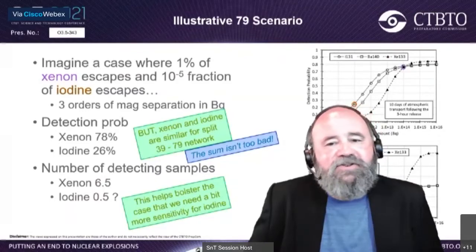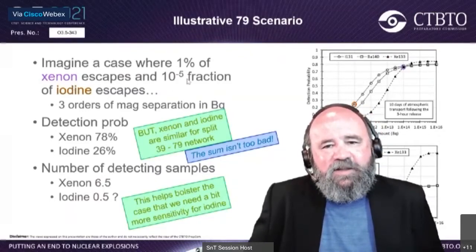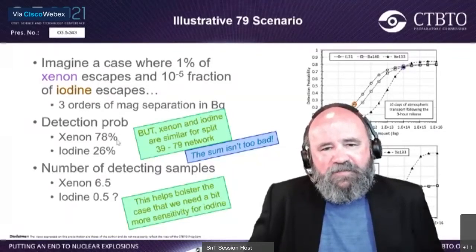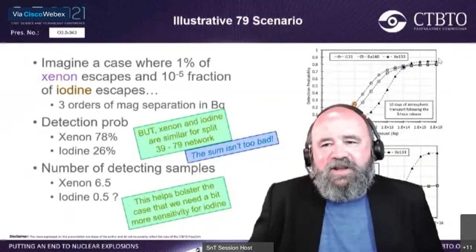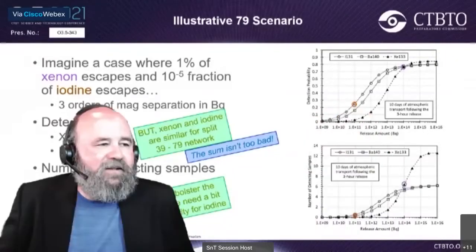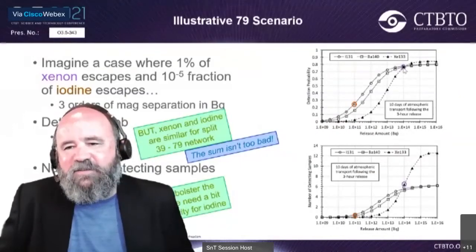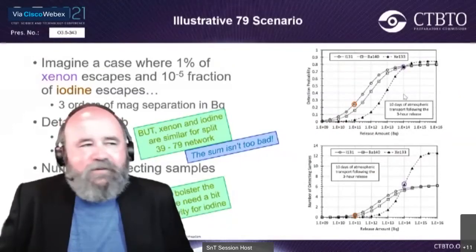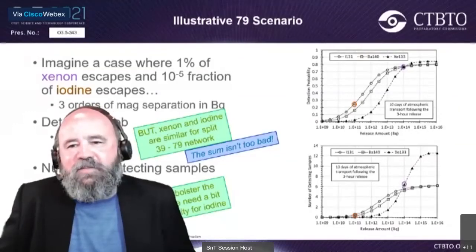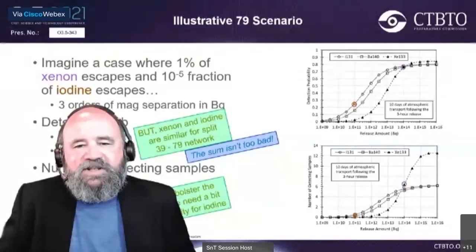Let's start by imagining the case I was talking about before, where we have 1% of the xenon escaping and a 10 to the minus 5 fraction of iodine escaping. The detection probability for xenon is high, but this is a 79 station network. If I drop this down by a factor of 2-ish, I would be at 50% or less sensitivity, where the iodine detection sensitivity is somewhere around 26%.